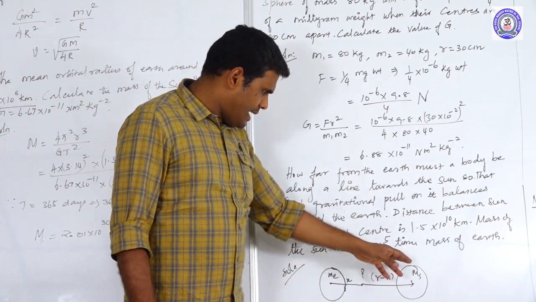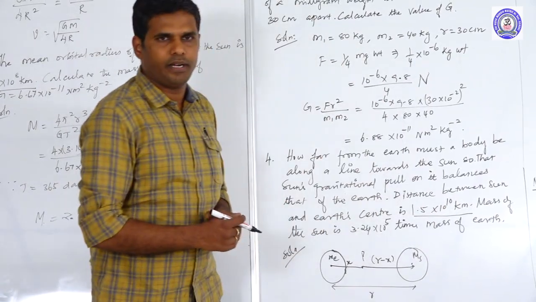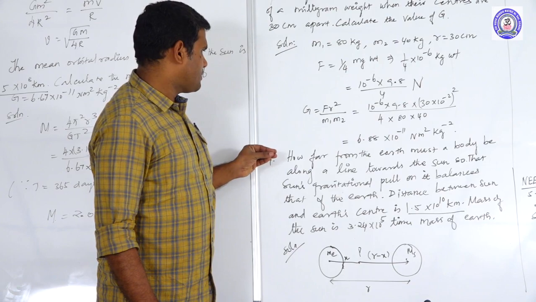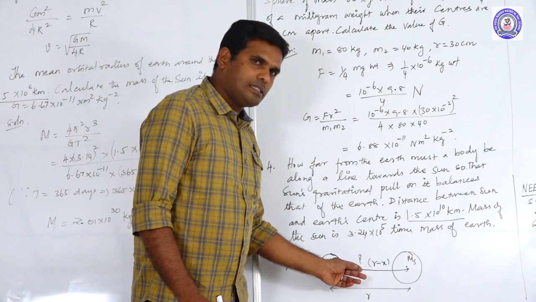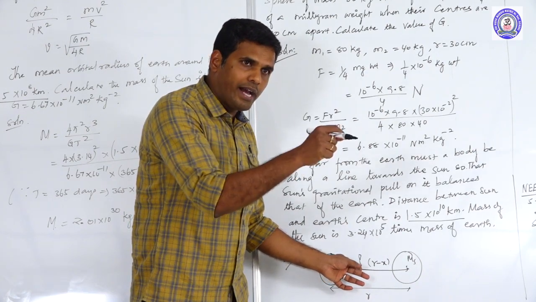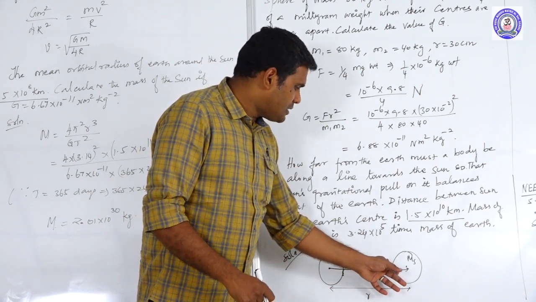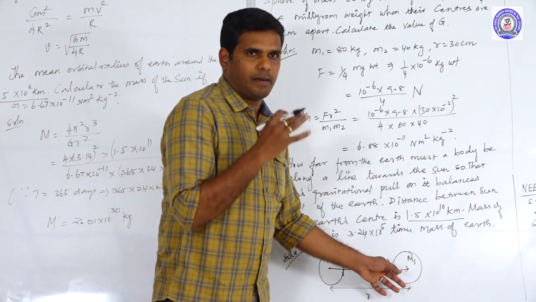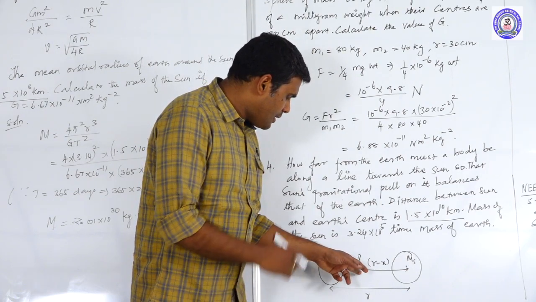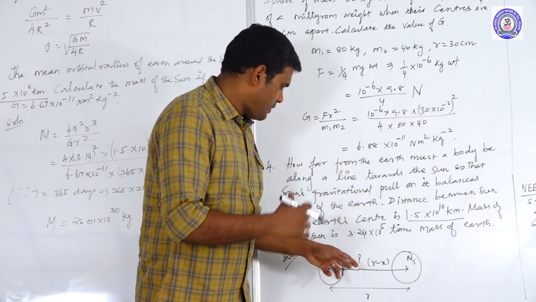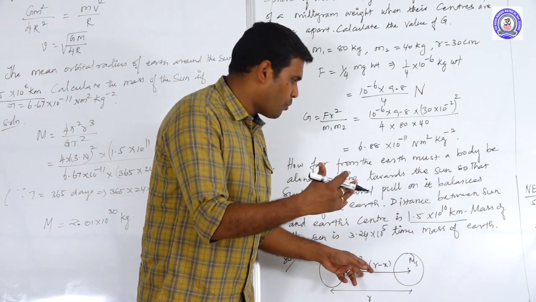Earth is there at certain distance from the sun, whose centers are separated by 1.5 into 10 power 10 kilometer. If some object is projected from the earth, it will move up to certain distance. It will reach a point where the gravitational pull produced by the mass of the earth will be balanced by the gravitational pull produced by the mass of the sun. At this particular point, we used to call it the neutral point. At this point, the mass escapes out of the influence of the gravitational pull of earth and enters into the gravitational pull of sun.